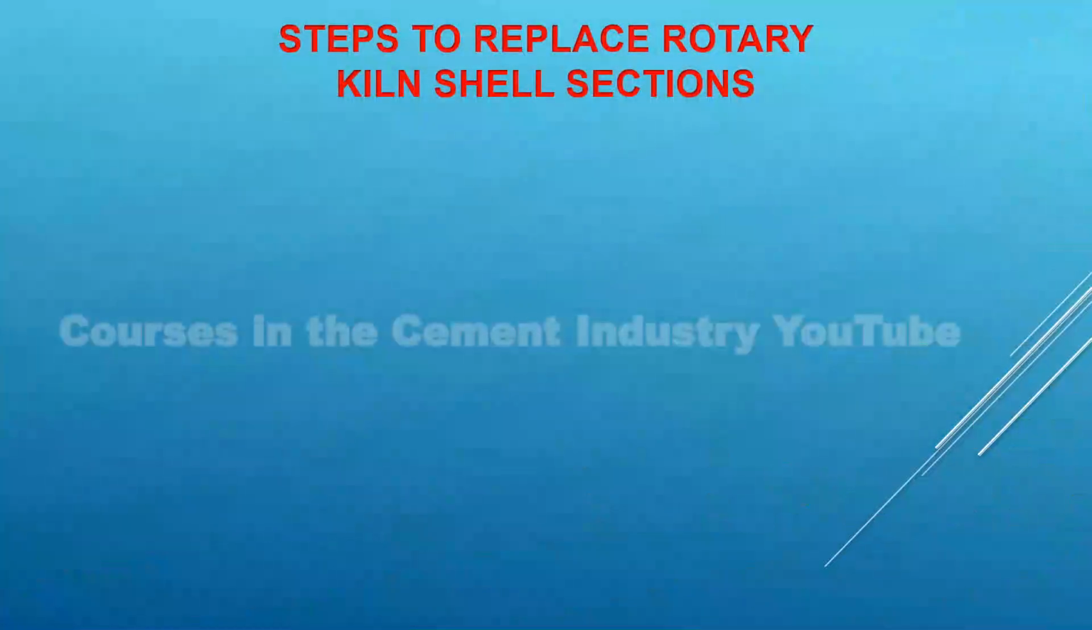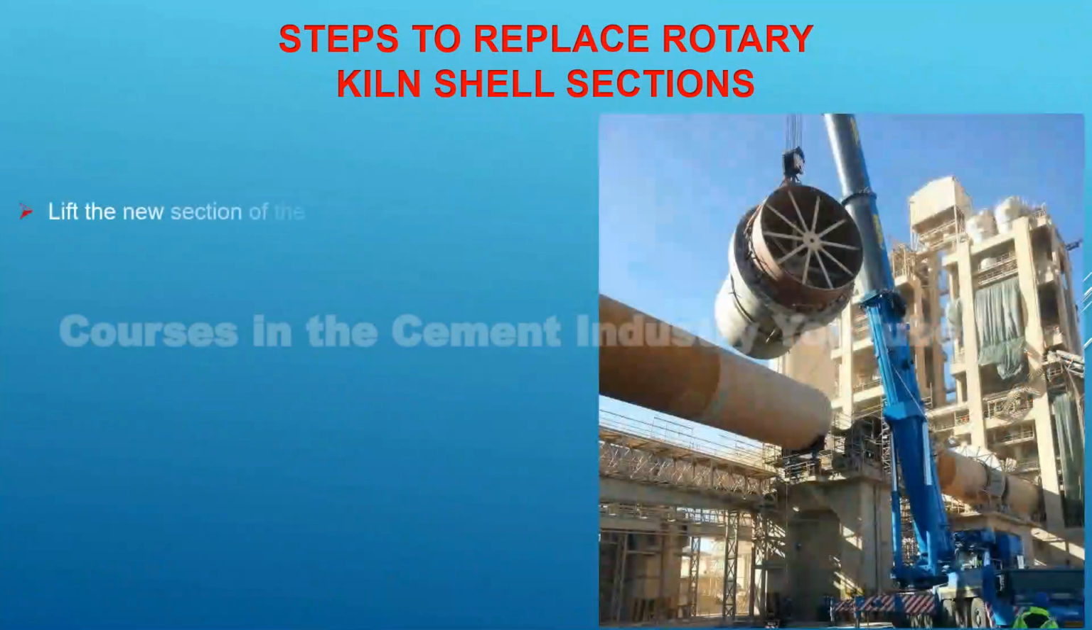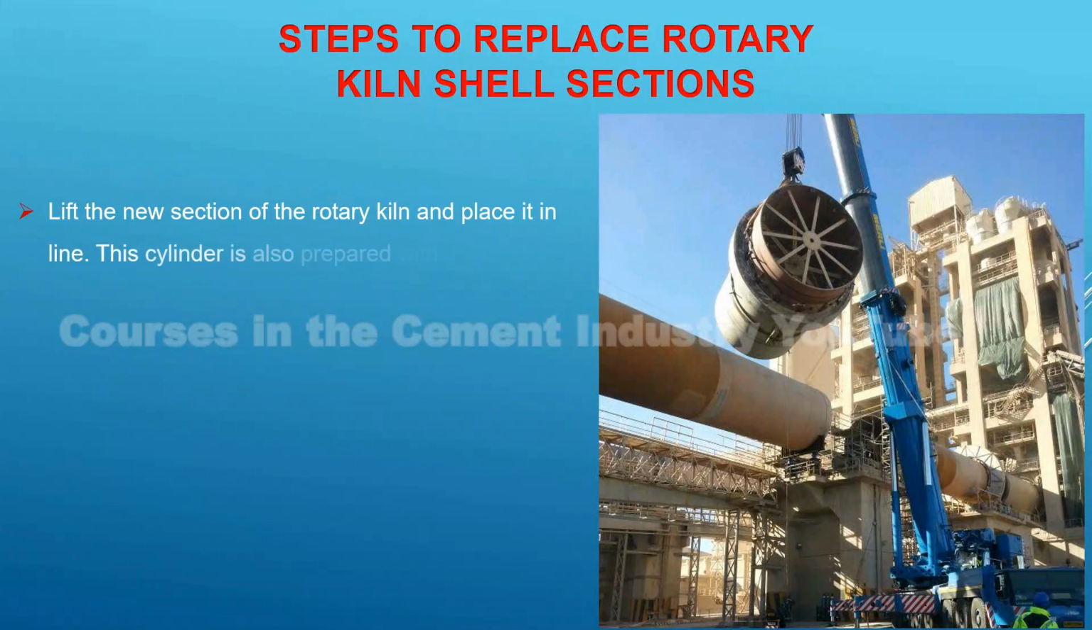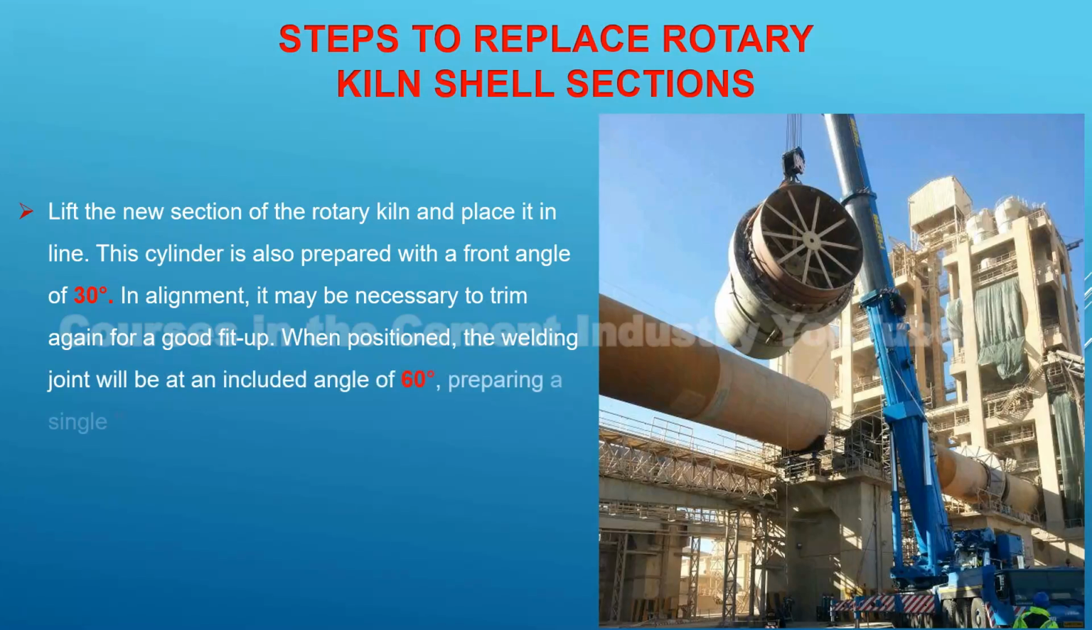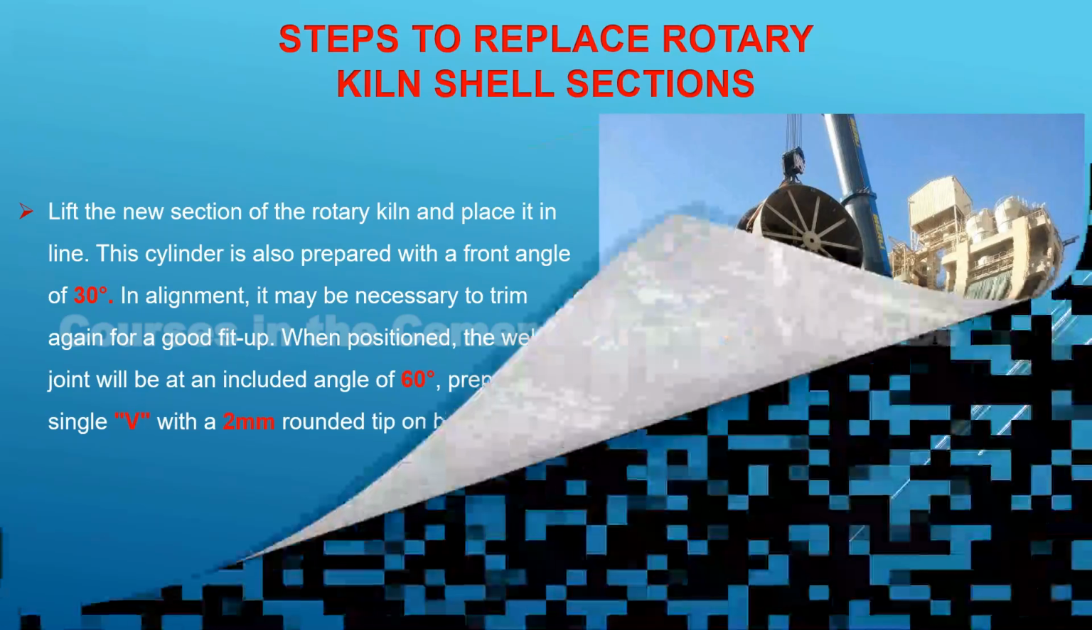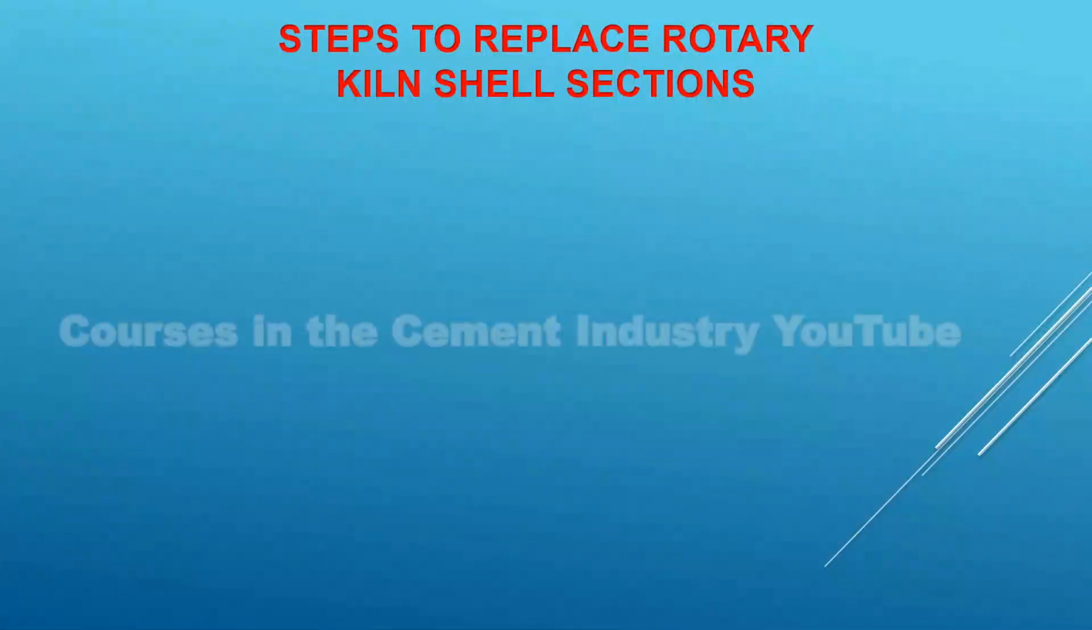Step 13. Lift the new section of the rotary kiln, and place it in line. This cylinder is also prepared with a front angle of 38°. In alignment, it may be necessary to trim again for a good fit up. When positioned, the welding joint will be at an included angle of 68°, preparing a single V shape with a 2 mm rounded tip on both sides.